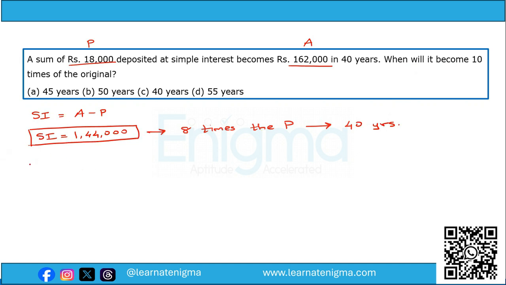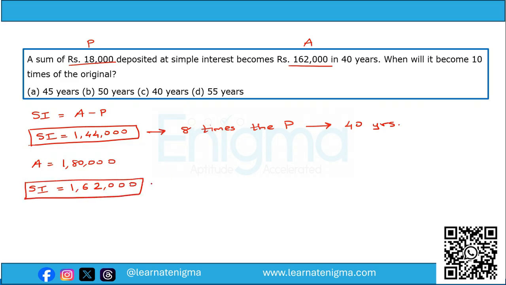Okay. So 10 times of the original, that means we want the amount to be 1,80,000. That means we want to find out simple interest 1,62,000.